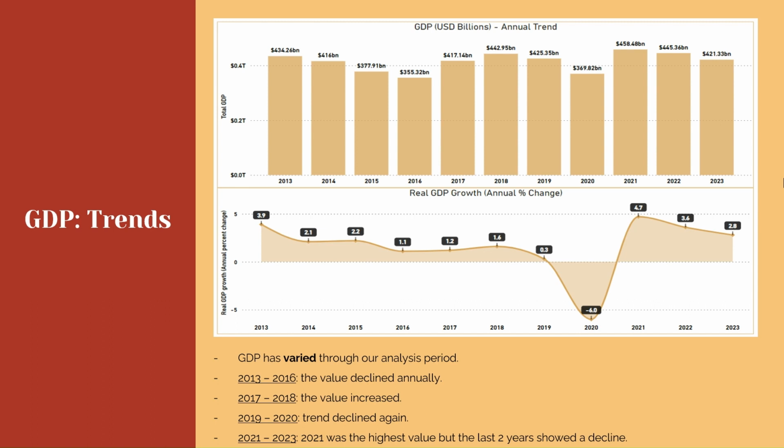So in essence, the insight that we get from here is that GDP, both at a real GDP growth level and the nominal GDP, has been declining since 2021. And so it will be interesting to see if this trend continues into 2024, our current year.